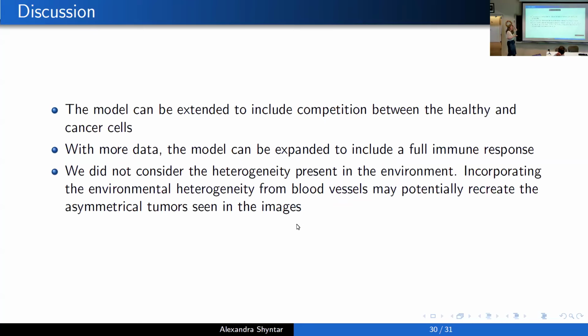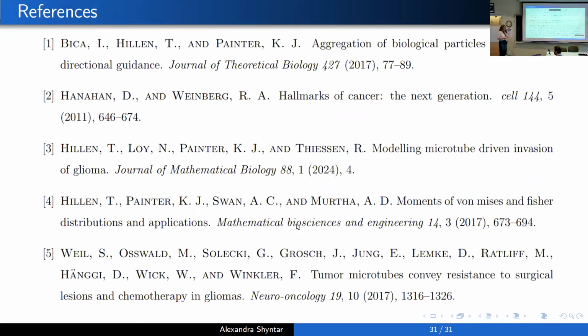Finally, with more data, we can create a more accurate model. For example, if we had the immune response data, we could actually have the equations for the immune response. And finally, we did not consider the heterogeneity in the environment. Considering it could help us recreate the asymmetric tumors that we saw. And that's everything.